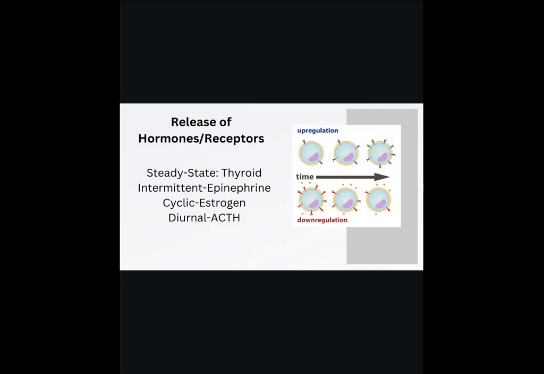And then there are four different kinds of releases of hormones. So we have steady state. So think of your thyroid.